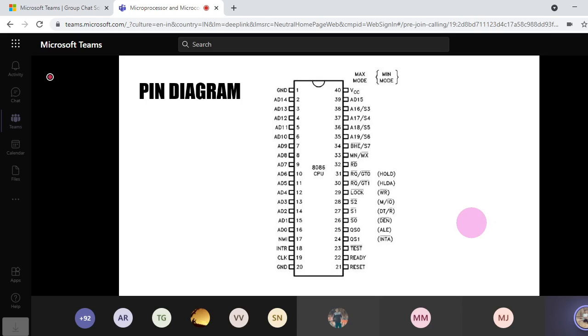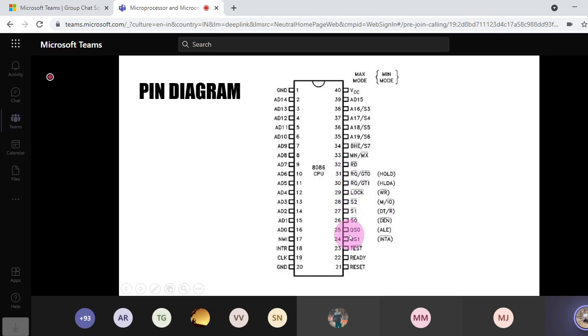Any ideas? Because to be able to provide addresses to the external world, you have to have this ALE signal and these read-write bar signals, I mean memory and input-output signals. So they are absent in this maximum mode of operation.